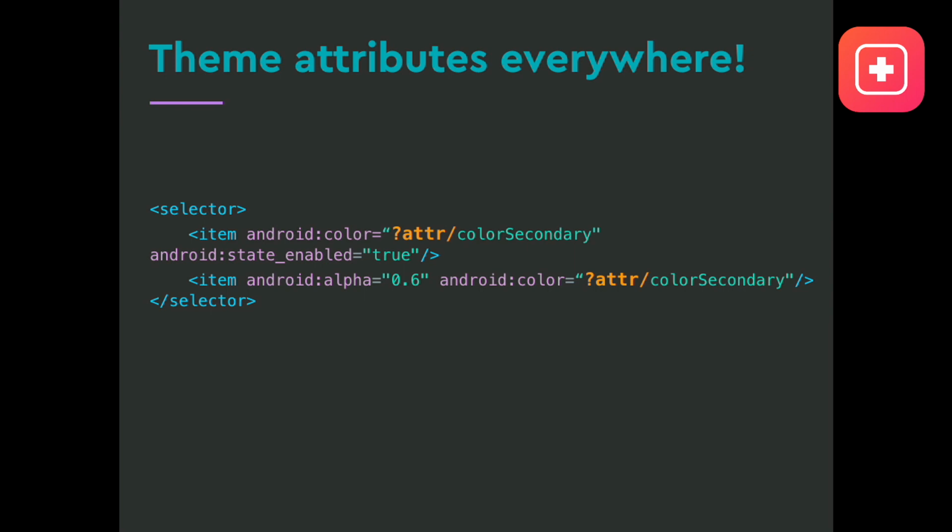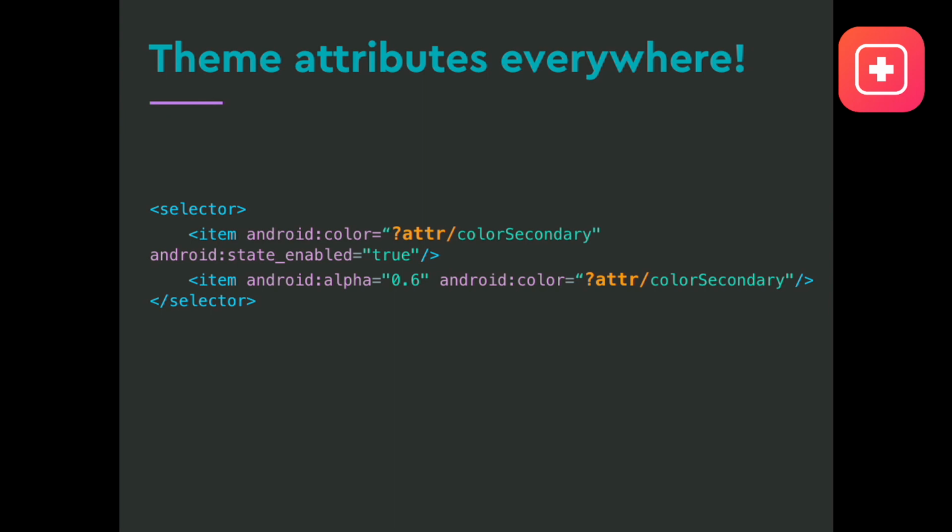You could just use $. And what this does is it looks up the color secondary for you in the current context. Because this color secondary could have been defined at the app level, at the activity level, at the view or view hierarchy level, and this will look up the one in the current context for you.